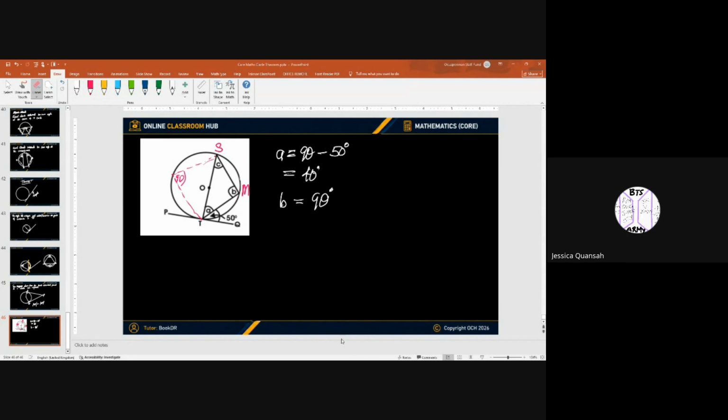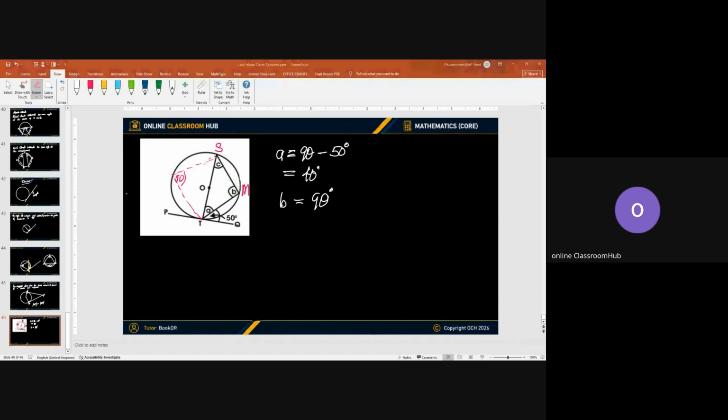Your method is not wrong. With the theorem, the one we said: the angle subtended by a diameter is equal to 90. It's the same principle that here is 90 because it's also subtended by a diameter, and this one too is subtended by a diameter.